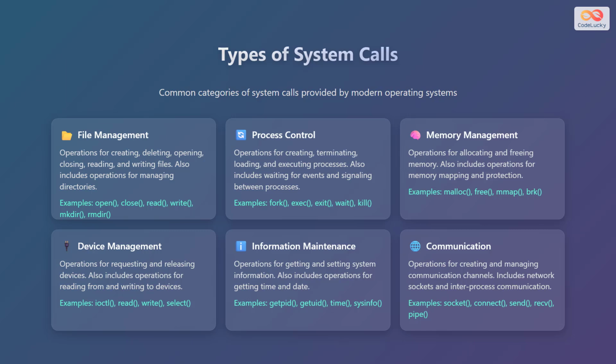Fifth, information maintenance. It includes operations for getting and setting system information. It also includes operations for getting time and date. Examples include get process identification, get user identification, time, system information. Sixth, communication. It includes operations for creating and managing communication channels and includes network sockets and inter-process communication. Examples include socket, connect, send, receive, pipe.